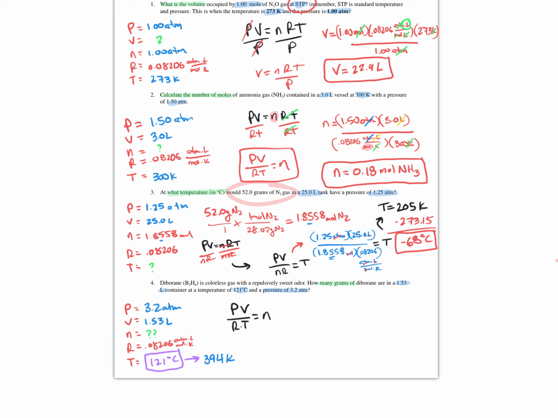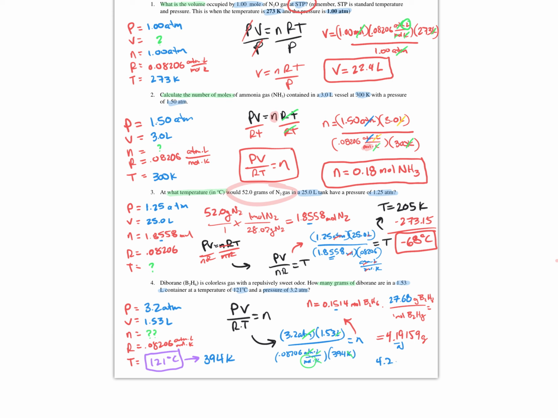Since solving this problem requires me to solve for moles first, I'm going to rearrange my PV equals nRT in terms of moles. I'm then going to input my values and solve for moles. I find that there's 0.1514 mole of gas present, and then I can take that moles of gas and multiply it by its molar mass from the periodic table, which is 27.68, and then we can find that the grams of diborane present are, to 2 sig figs, 4.2 grams.